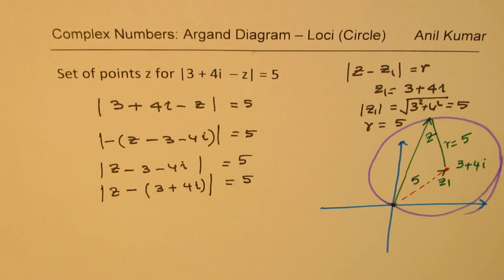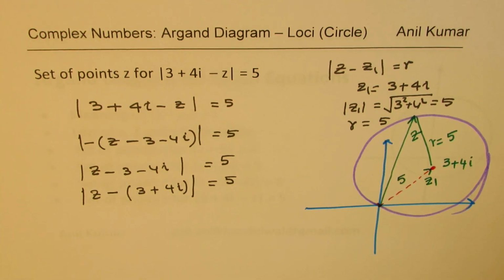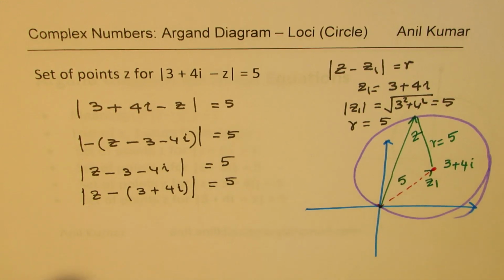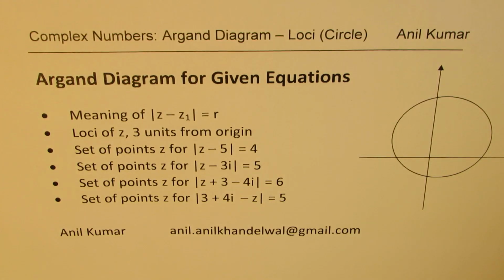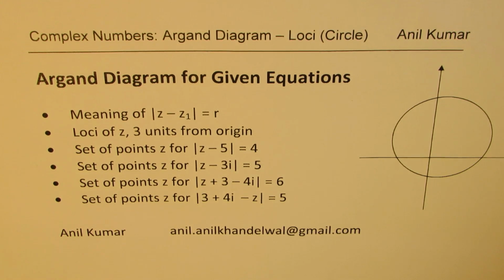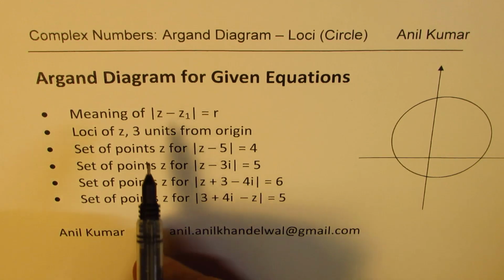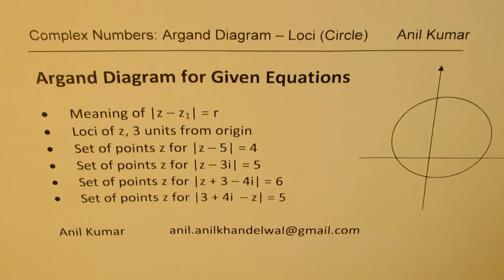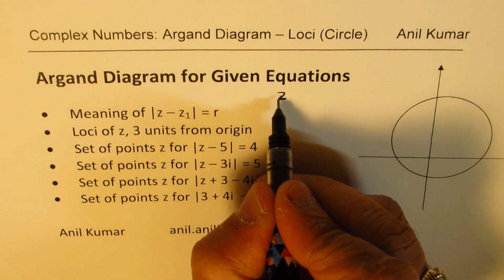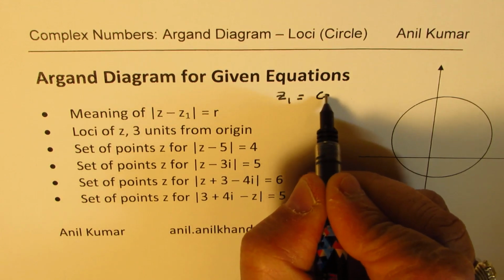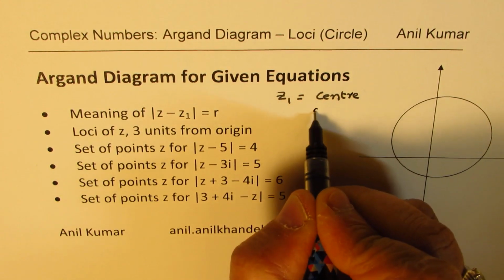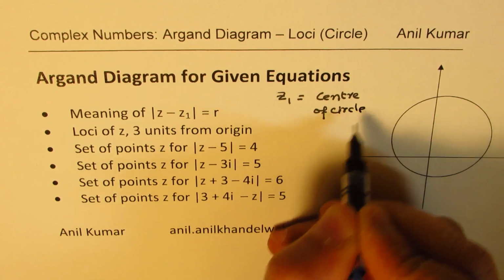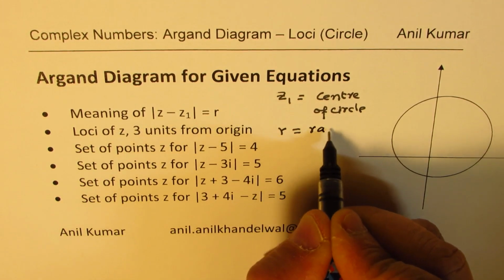So that actually kind of summarizes what we have done in this particular video. So I hope the concepts are absolutely clear. Now let's review what we have learned in this particular video. So we actually began with understanding of our equation that the absolute value of z minus z1 is equal to r, where we found that z1 actually represents the center of circle and r is the radius.